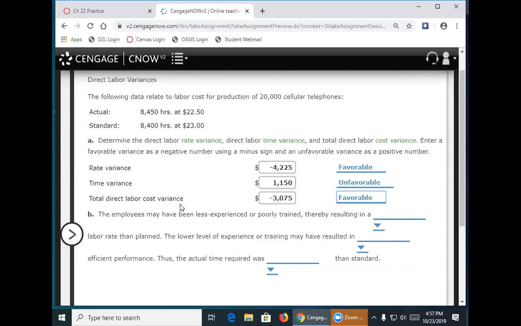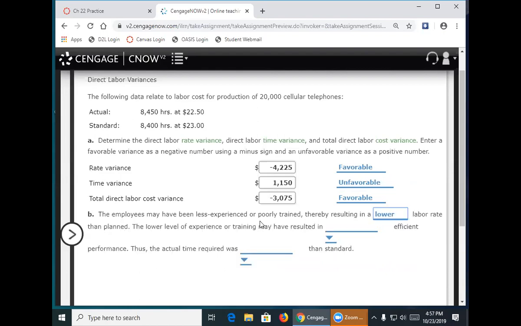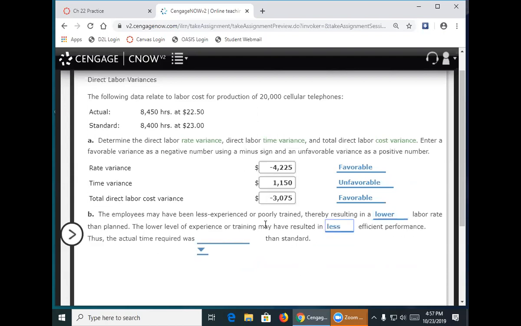So basically, the employees may have been less experienced or poorly trained, one or the other, no big deal. Therefore, resulting in a lower labor rate than planned. Okay. So again, we would probably go to the production department to determine, do they need more training or are they just newer employees? The lower level of experience or training may have resulted in less efficient performance.